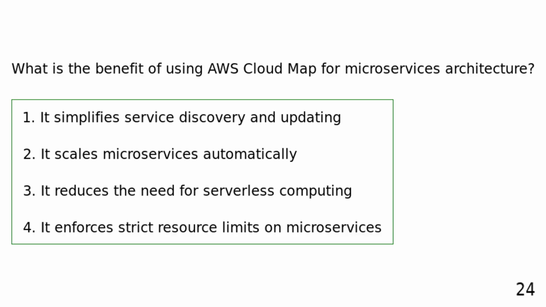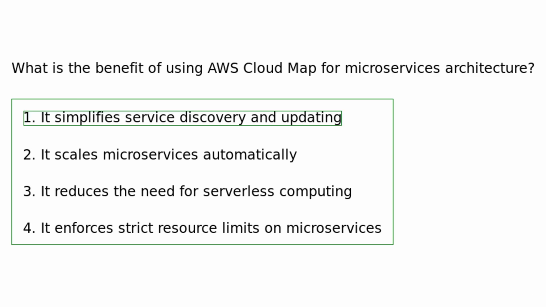What is the benefit of using AWS Cloud Map for microservices architecture? It simplifies service discovery and updating. It scales microservices automatically. It reduces the need for serverless computing. It enforces strict resource limits on microservices. AWS Cloud Map simplifies service discovery and updating for microservices, making it easier to manage and scale individual services.